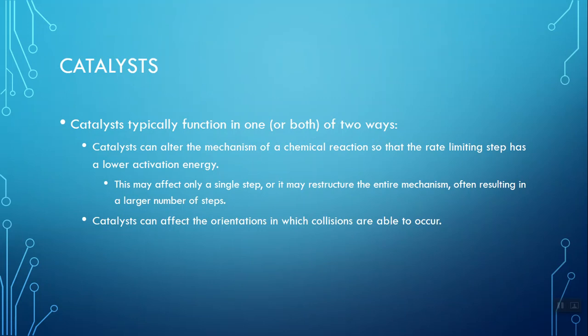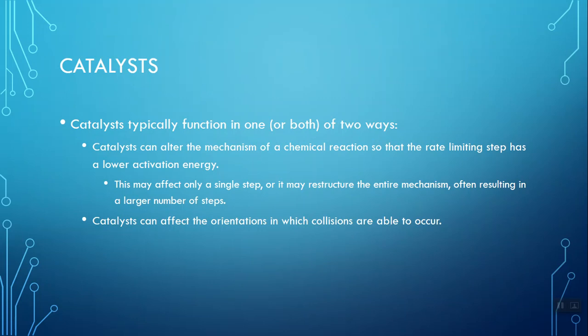Catalysts can also affect the orientation in which collisions are able to occur. We know that the two things that need to happen in order for a collision to be successful are that the collision has to have enough energy and it has to occur in the proper orientation. So this type of catalyst is kind of taking care of that orientation factor. It's making sure that most or all of your collisions happen in the proper orientation, which leads to a higher success rate and therefore a faster reaction.